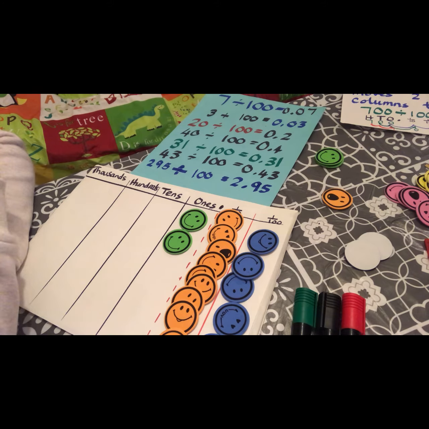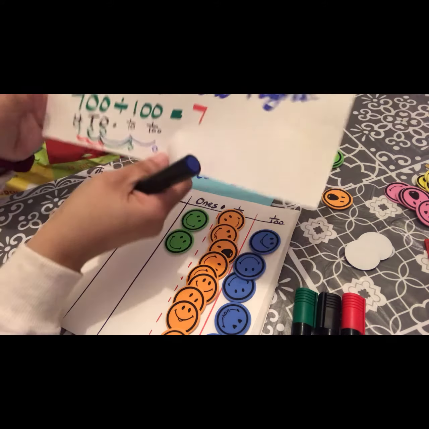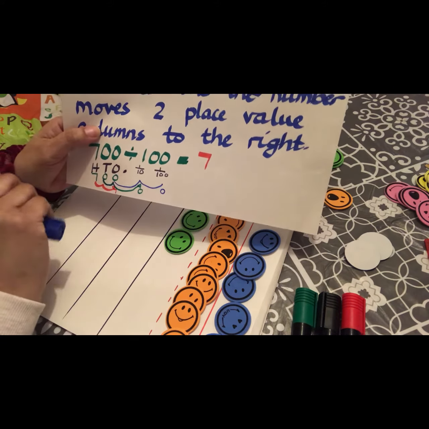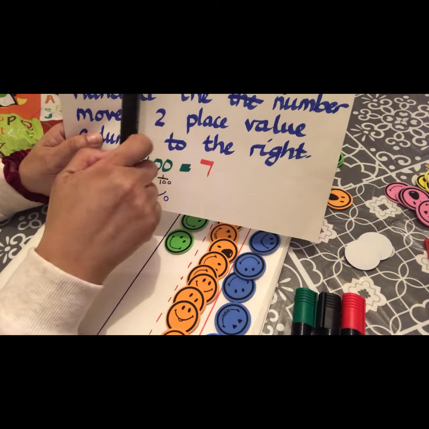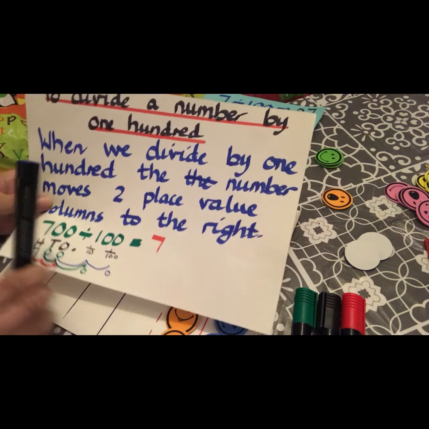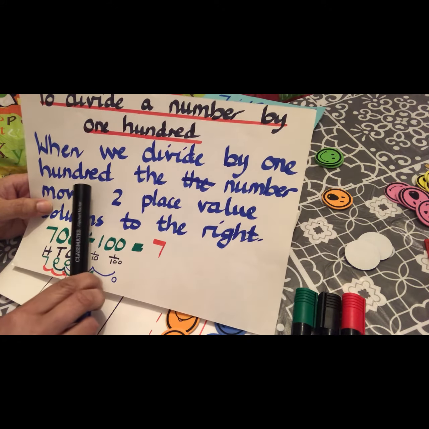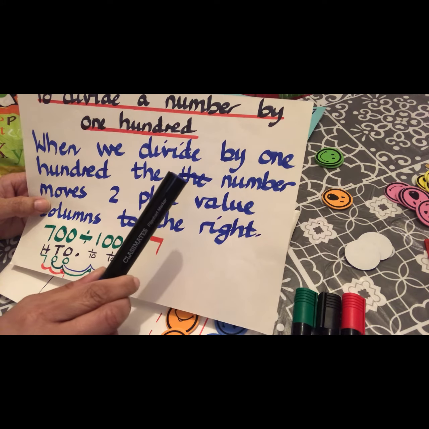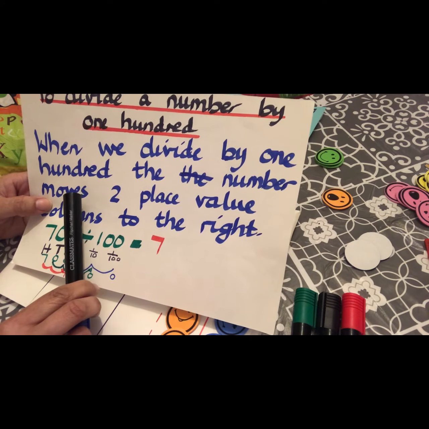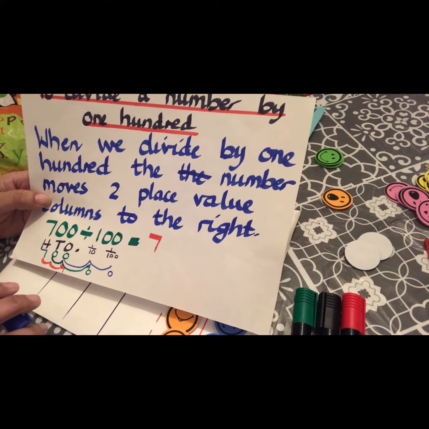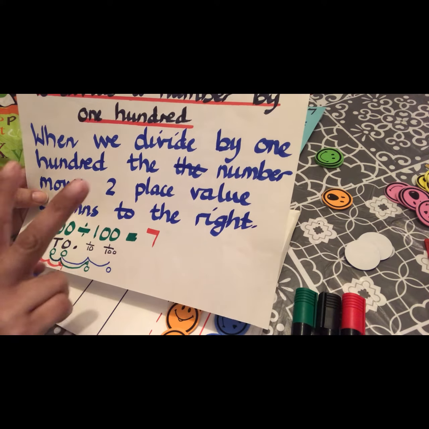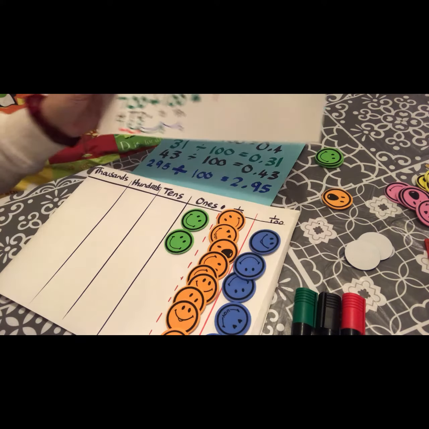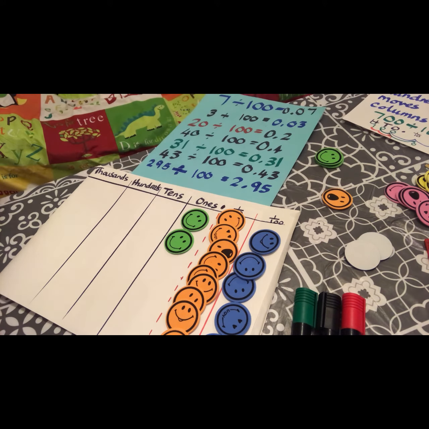Well, I hope you enjoyed that. Just remember, when it's 100, it has 2 zeros, so 2 place values to the right. So when we divide a number by 100, we move the number 2 place values to the right. 2 zeros, 2 place values. I hope that was helpful and you will remember the rule.